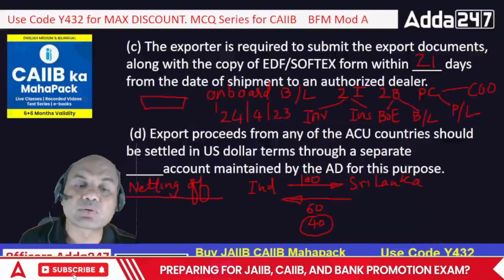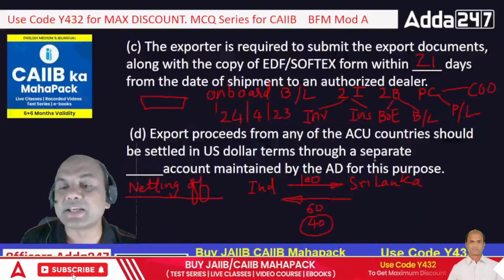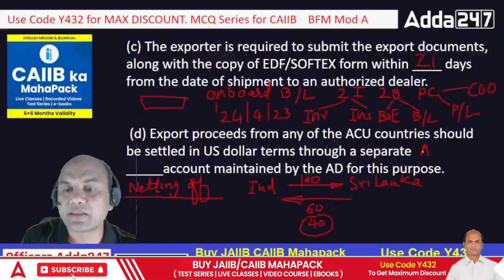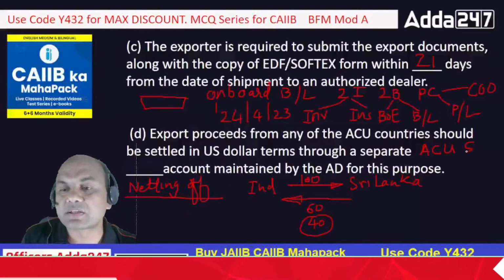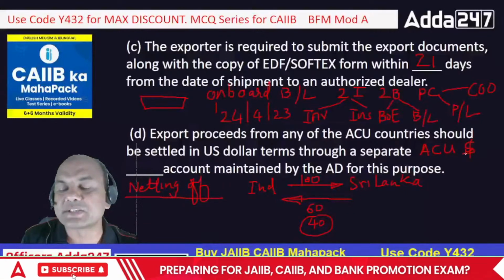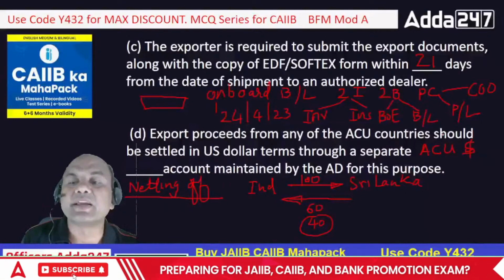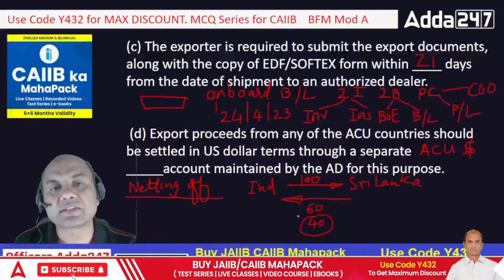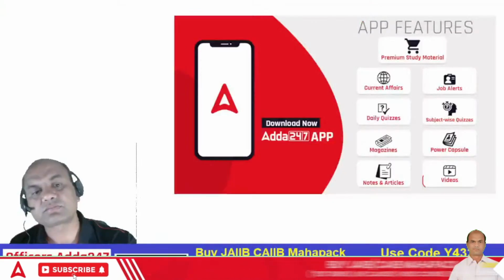But this is done through which account? This is known as ACU dollars. The ACU dollars account is a separate account, okay? So ACU dollar means netting off. It is called a netting off transaction.